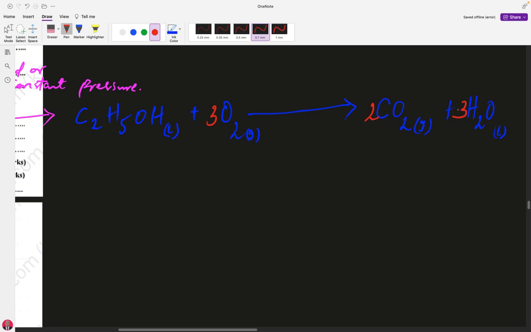Now we are involved with ethanol and carbon dioxide. So the equation is between these. These are the ones we are targeting, this N and this N.